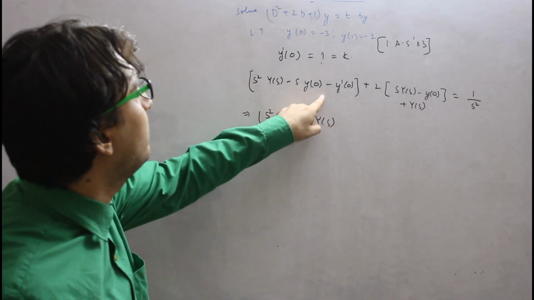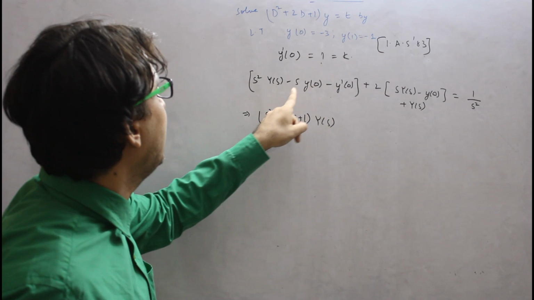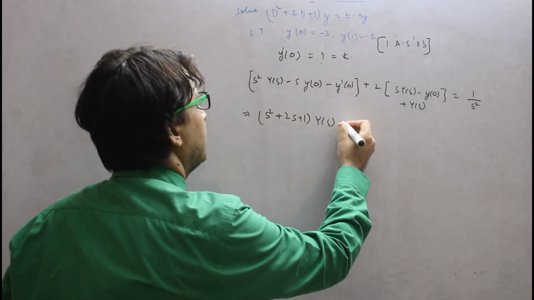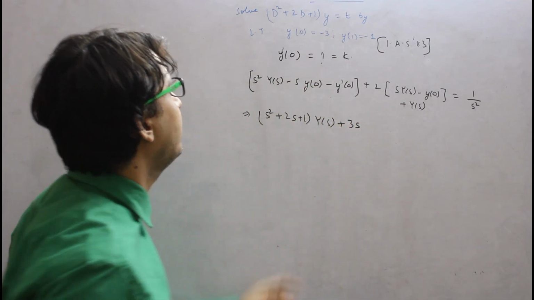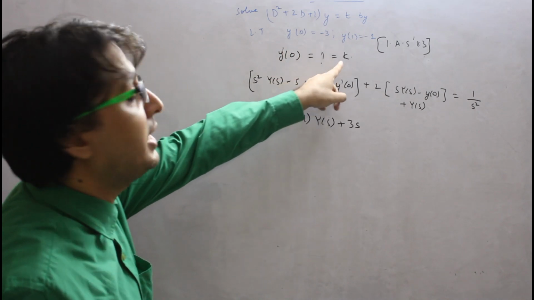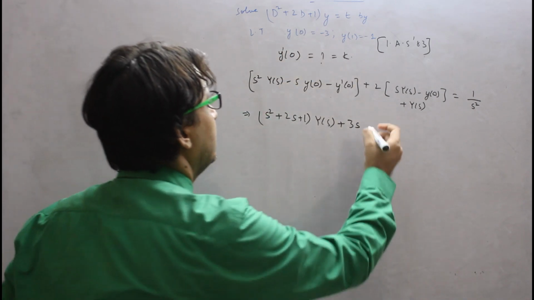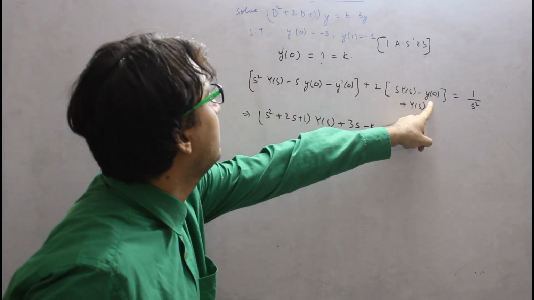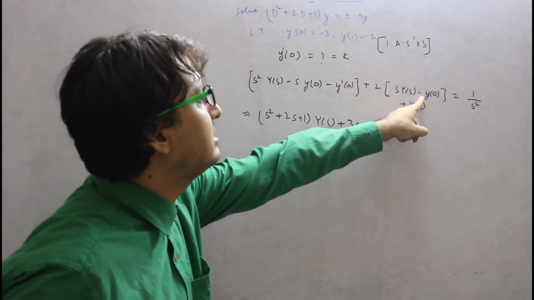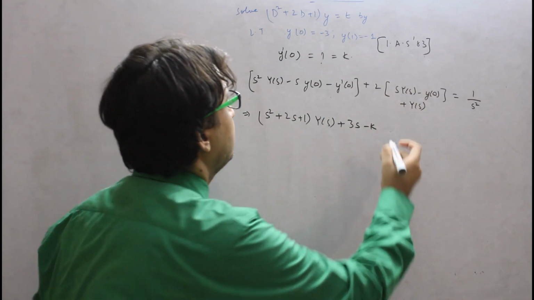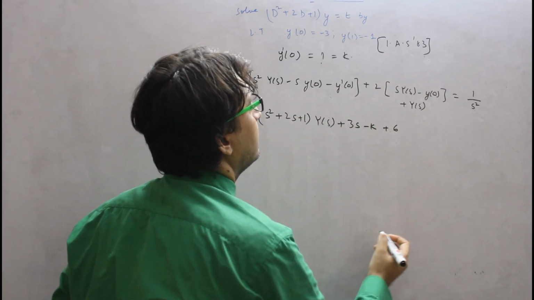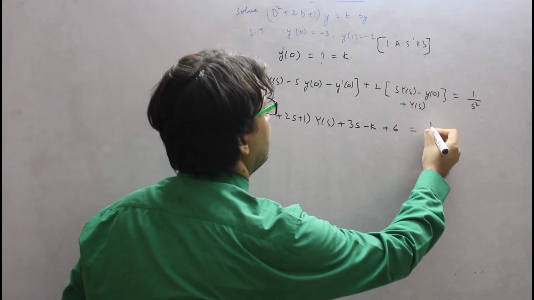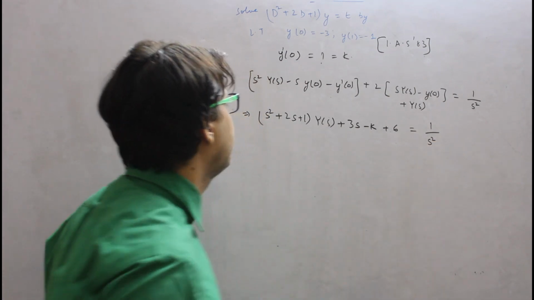So what is y(0)? y(0) is minus 3. So minus minus becomes plus, so that becomes 3s. Alright. What is y'(0)? We are not given, so we are going to take it as a constant k. Then what is y(0)? y(0) is minus 3. So minus minus becomes plus, so that becomes 6. And finally we can write it as 1 by s squared.